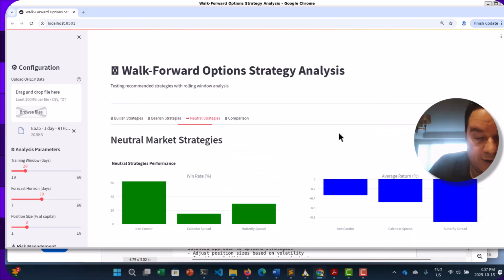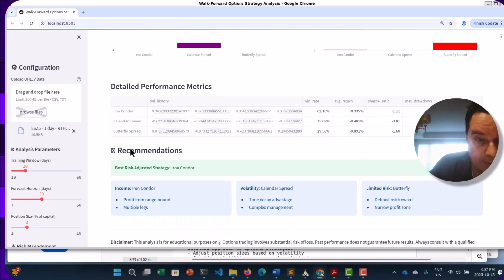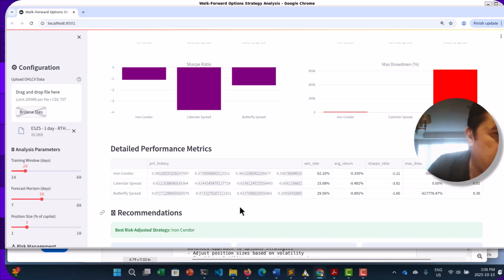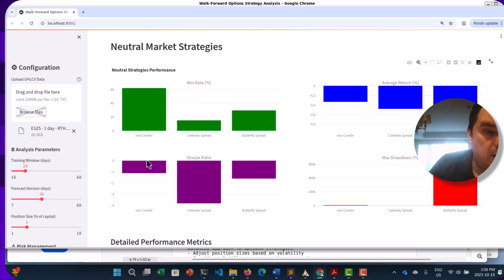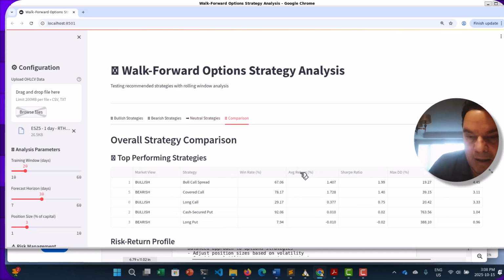If you want a neutral one as well, you've got here an Iron Condor. Okay. Same thing. And this is again all forward tested. This is a walk forward. So here you can see this is just wild hallucination. But regardless, this is typical of these type of dashboards that I've shown all year. But still, I think the one that I just showed you for the bullish is probably a realistic one. That's called cash secured put. So let's do a comparison of them all.